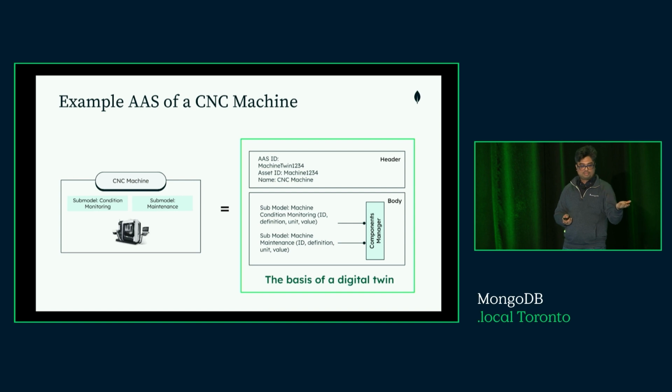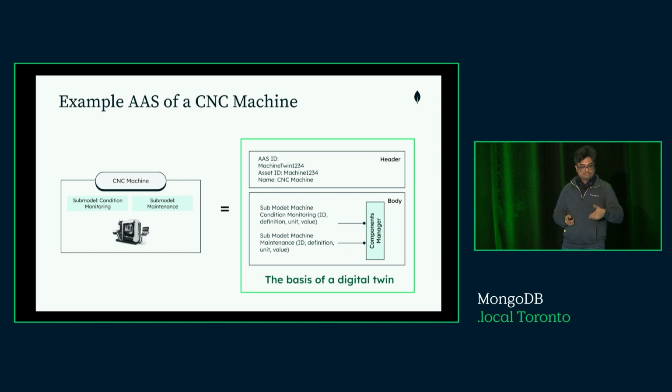For the maintenance submodel, we can put in information like maintenance history and logs. And then this shell can talk to other asset administration shells using this component manager, which is just a bunch of standard APIs or REST APIs that enable information exchange, right?